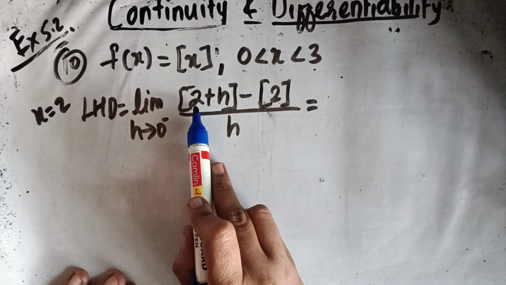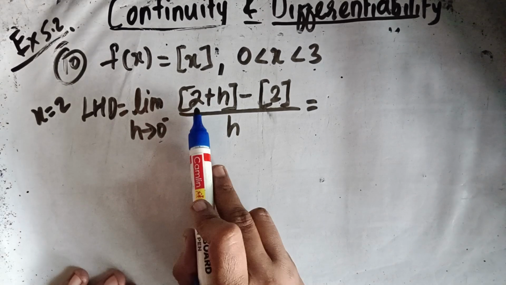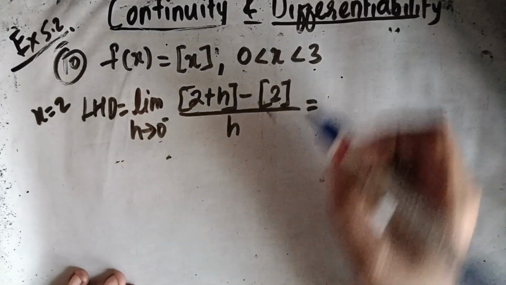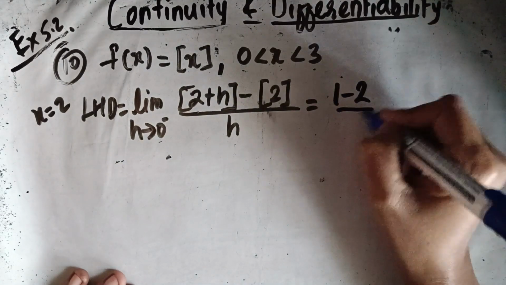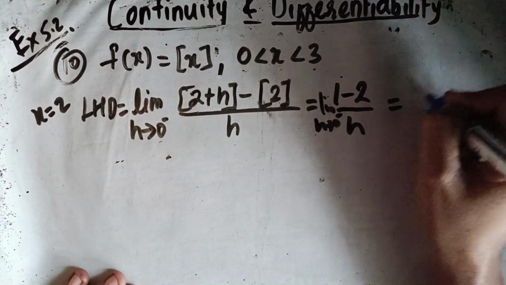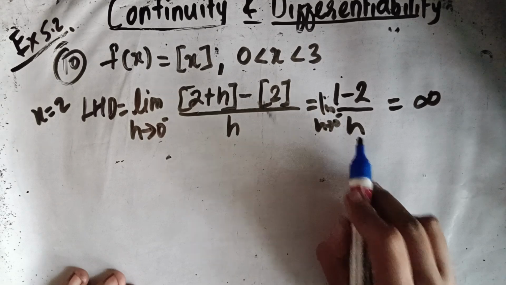So left hand side, so less than 2 you have to take, that is 1. Okay, so 1 minus 2 upon h. Again this is infinity because h becomes 0.